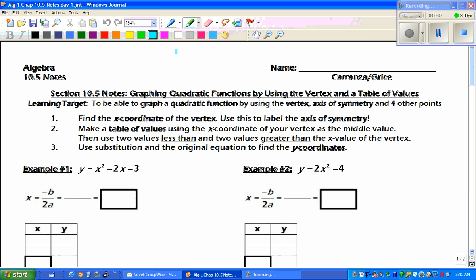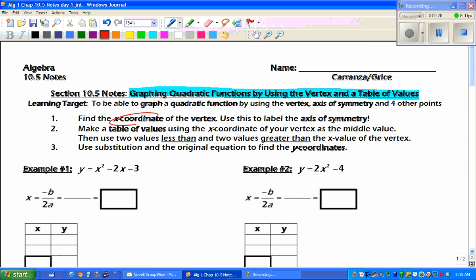Today we're talking about graphing quadratic functions by using the vertex and a table of values. Our learning target today is to be able to graph a quadratic function by using the vertex, axis of symmetry, and 4 other points. Okay, step number 1.